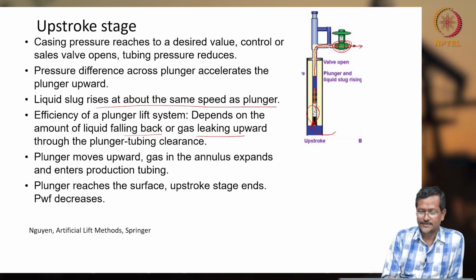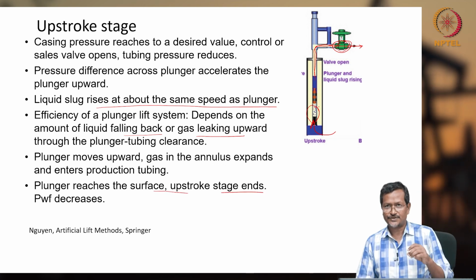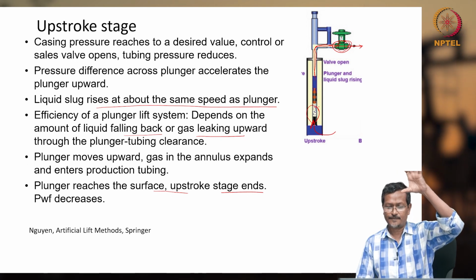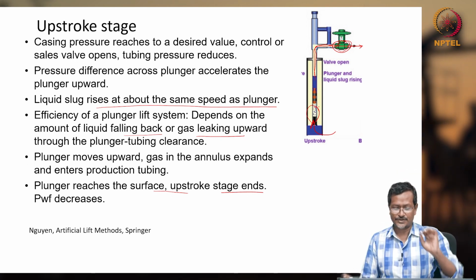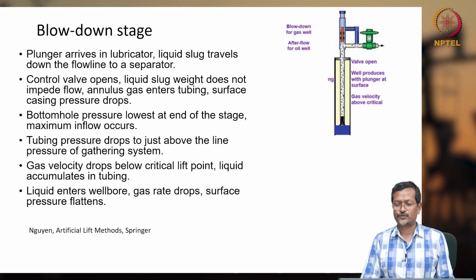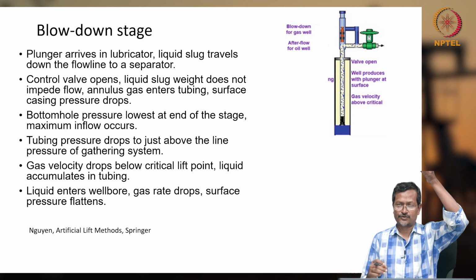Plunger moves upward, gas in the annulus expands and enters the production tubing. Plunger reaches the surface, upstroke stage ends. When the plunger is caught at the lubricator in that area, then your upstroke stage will be finished. Now, next is the blow down stage. Blow down stage means plunger on the top.